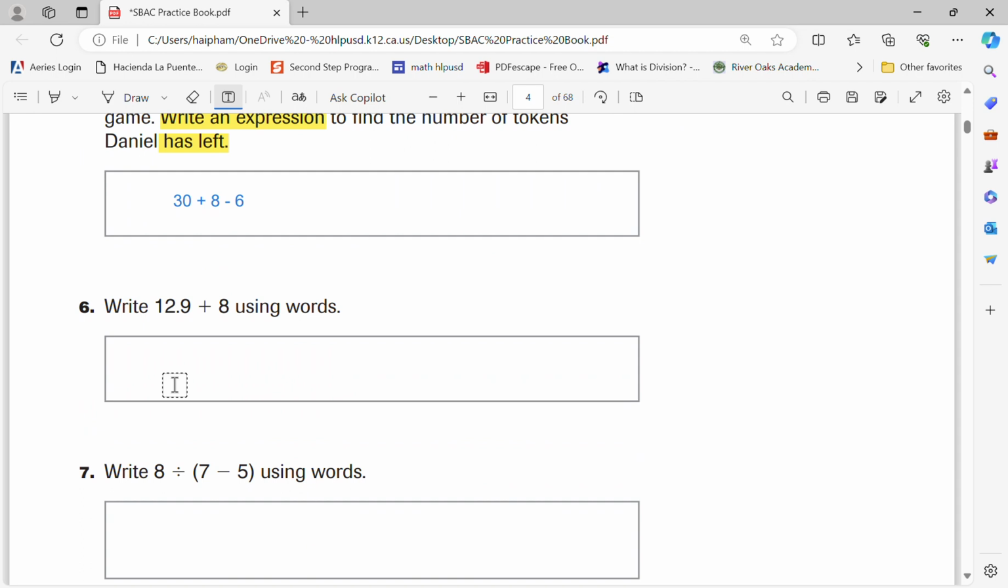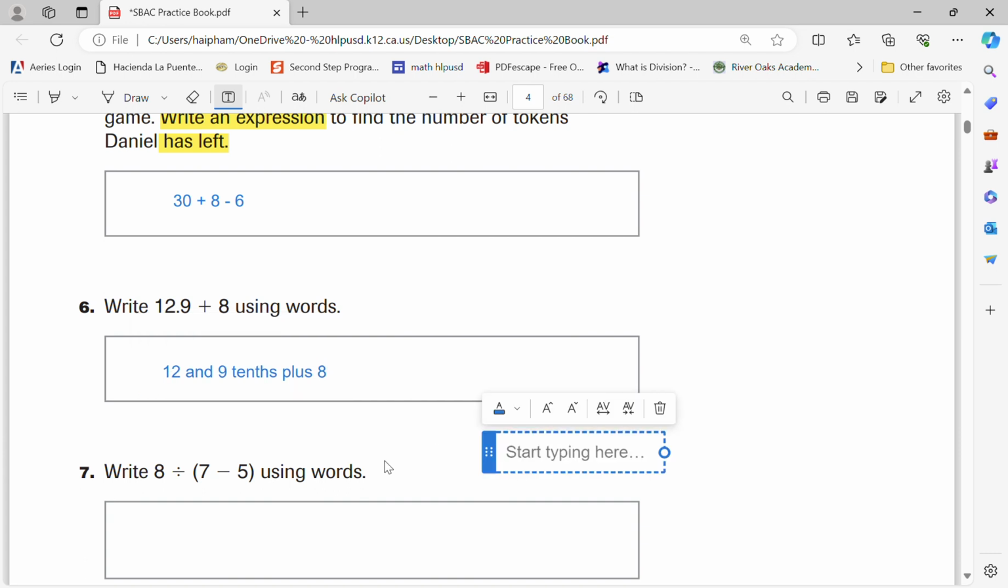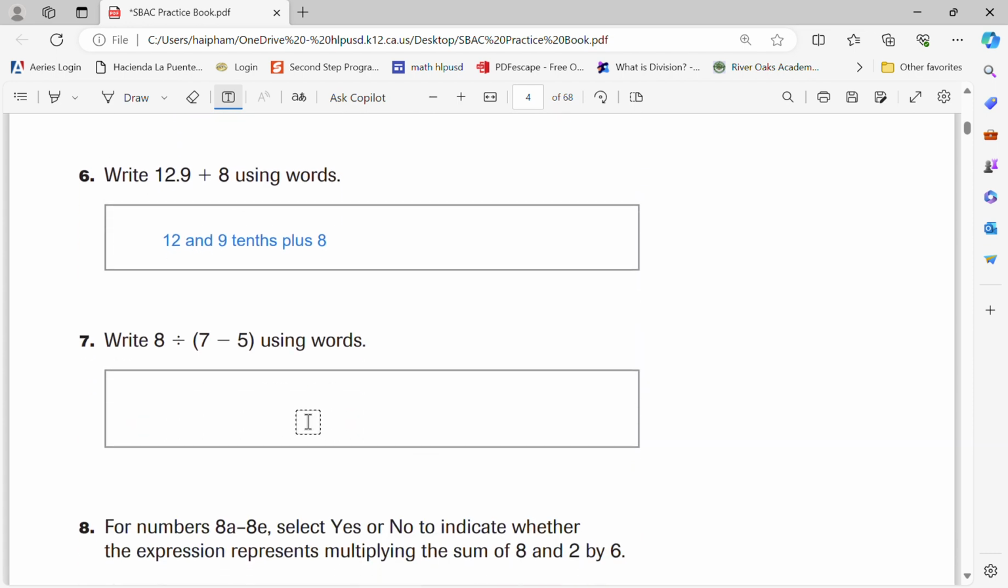Number 6, we have 12 and 9/10 plus 8 using words. You're just going to write it exactly the way I just read it. We have 12 and 9/10 plus 8. And there's your expression using words.